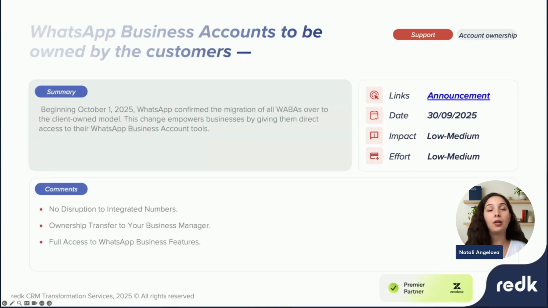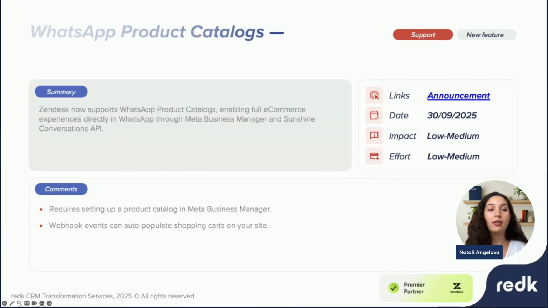Moving on to the next one, we have two announcements regarding WhatsApp. The first one is that beginning October 1st, WhatsApp confirmed the migration of all WhatsApp business accounts over to the client-owned model. This change empowers businesses by giving them direct access to their WhatsApp business account tools. What this means: no disruption to integrated numbers, ownership transfer to your business manager, and full access to WhatsApp business features. Let's continue with the next one.